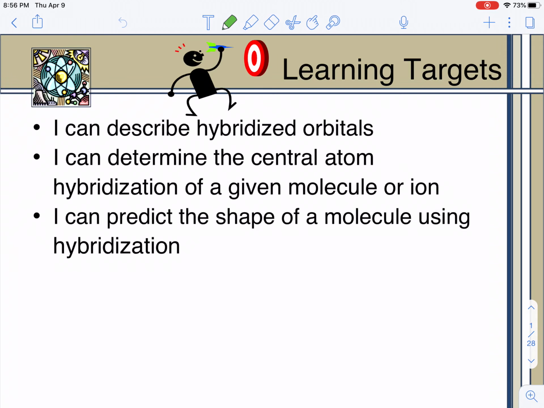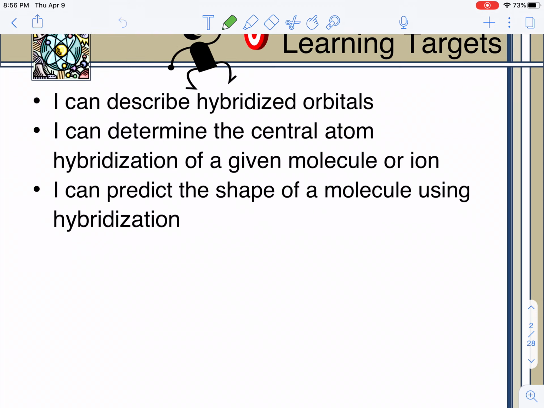Hey everybody, if you remember back to our discussion of orbitals and electron configurations and that sort of thing, these are those S, P, D, and F types of orbitals. It turns out that when we bond, we don't use those quite as easily as you might think. So we talk about something called hybridization in this video.